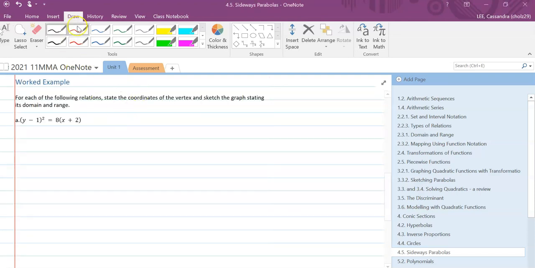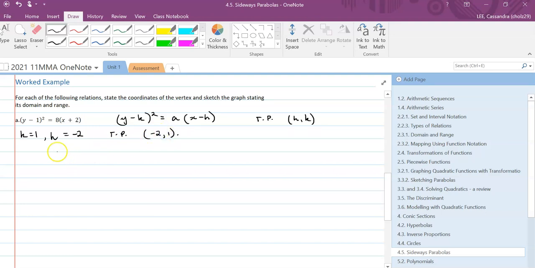What I'm going to do first is write the turning point formula of our sideways parabola. Remember, that's going to be (y - k) squared is equal to a(x - h), and our turning point is going to be at (h, k). Looking at this equation here, we have y - 1, so therefore k must be equal to 1, and we have x + 2, so h is equal to negative 2. Straight away I know that the turning point of my sideways parabola is going to be at (-2, 1). Next, I'm going to find my intercepts.